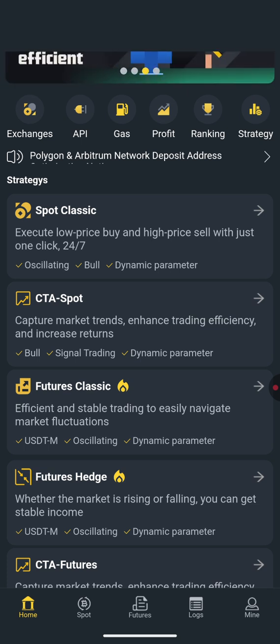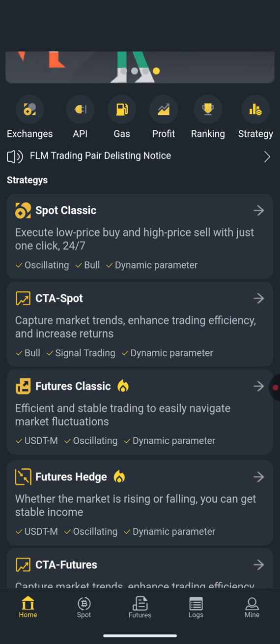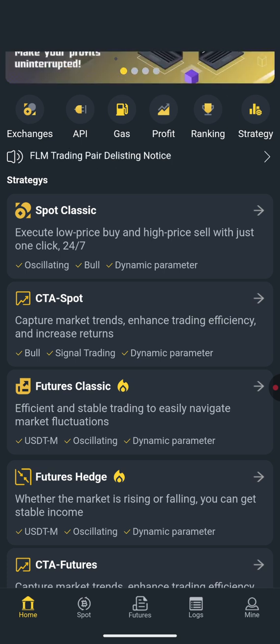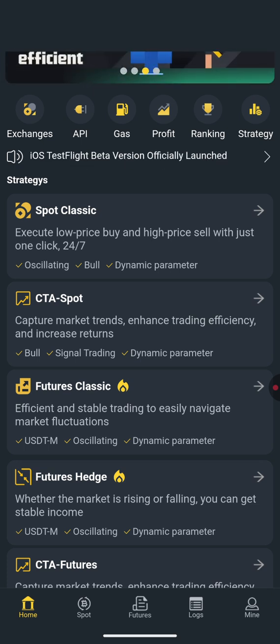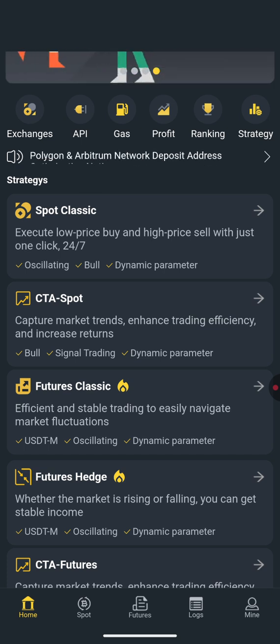This strategy, the hybrid strategy, will wait for the best time to enter the market. That's the first unique thing about it. It will wait for the best time to enter the market, either as a long or a short. Let me give you an example.